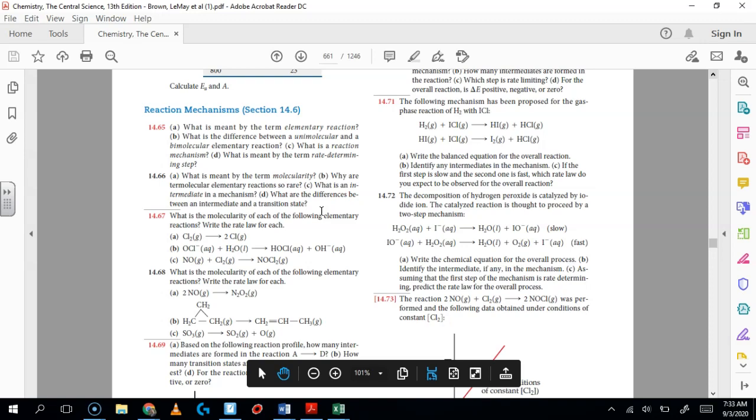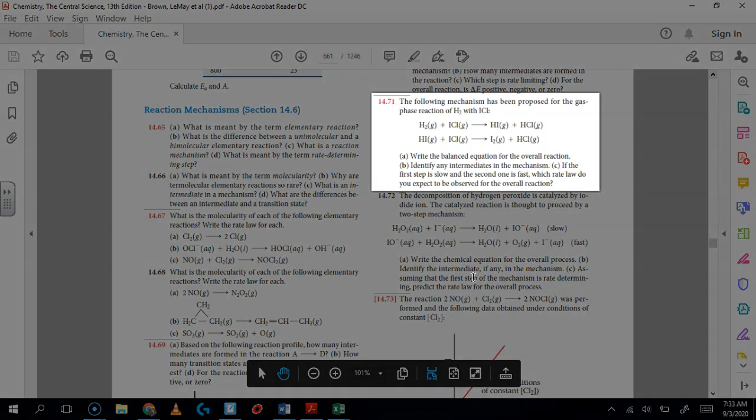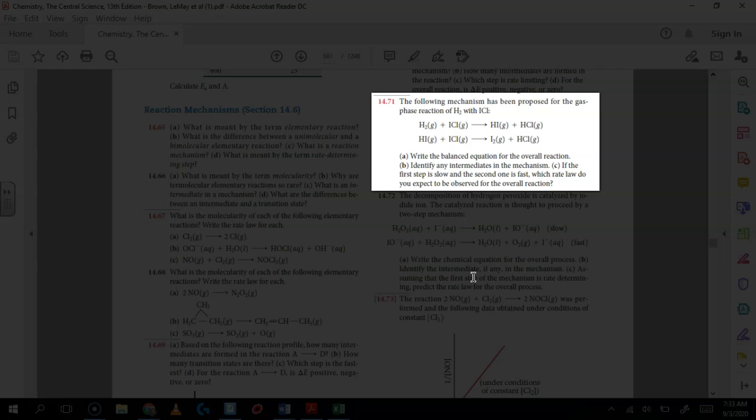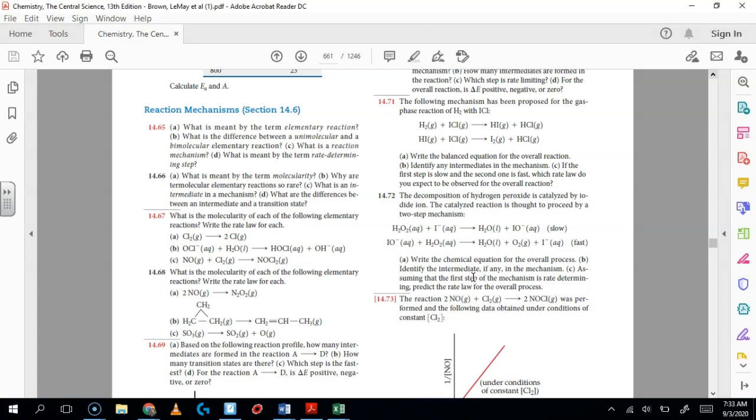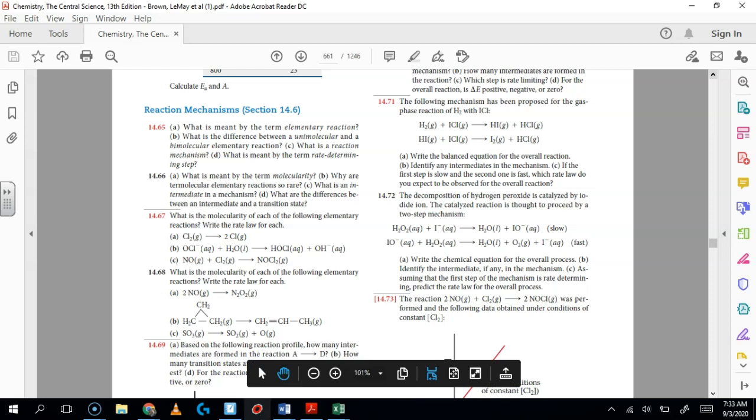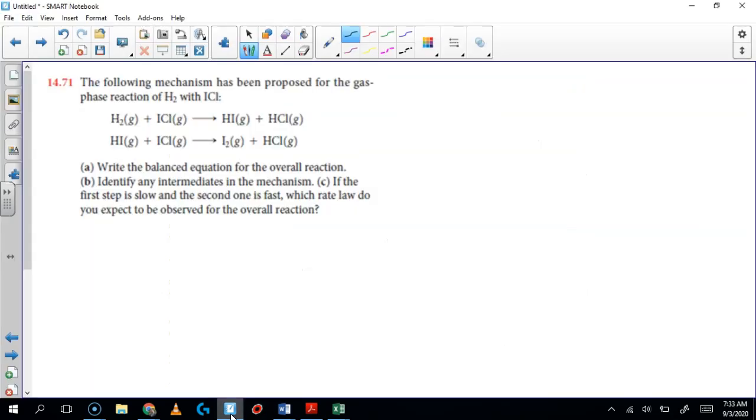Hey everybody, I wanted to spend a little bit of time going over question 14.71 in Brown-Lemay-Burston. This question is going to talk a little bit about mechanism and apply some of the concepts that we have with that. So let's get started. I have transferred that question over to my notebook, and we will work on it from here.